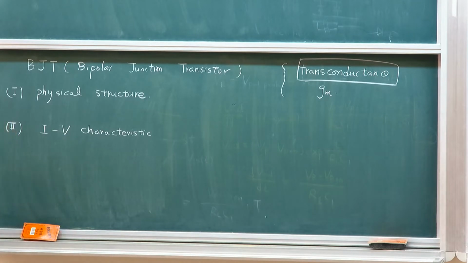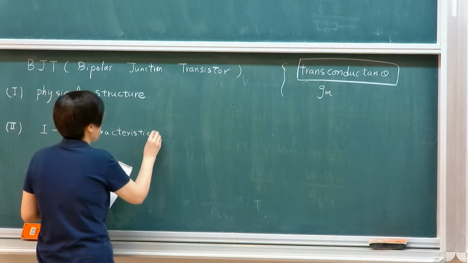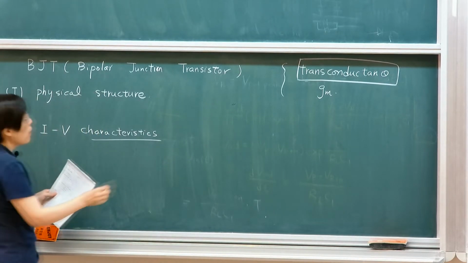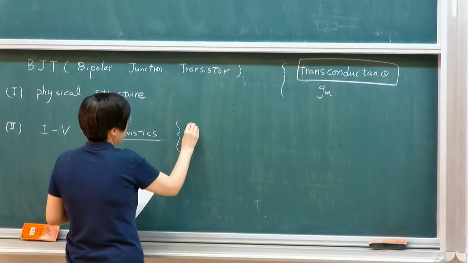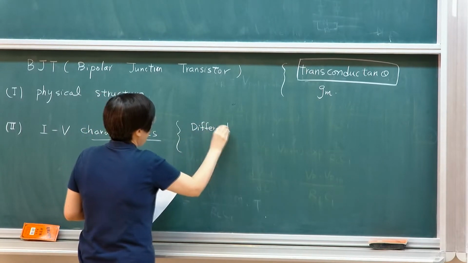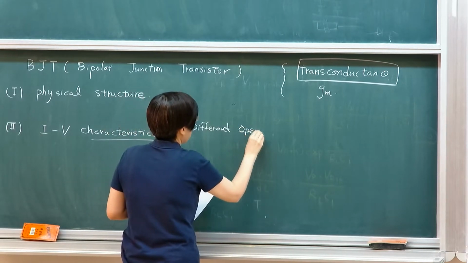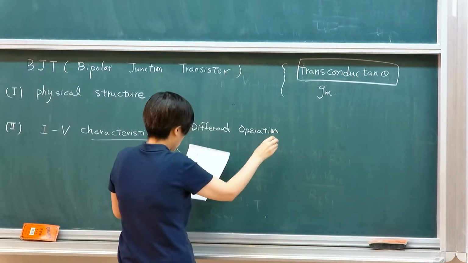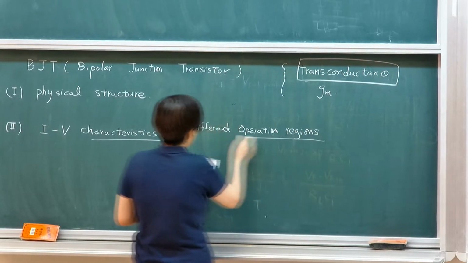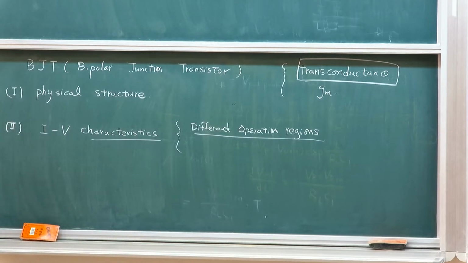So how does one approach and analyze this IV characteristic? We're going to talk about the different operation regions. There are actually four operation regions. How does one operate in different regions and get different IV characteristics? How does that come about? We'll cover the background physics and also the large signal model.